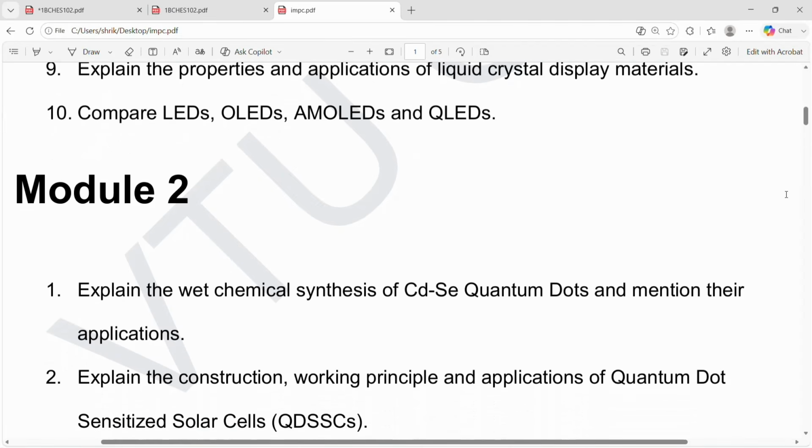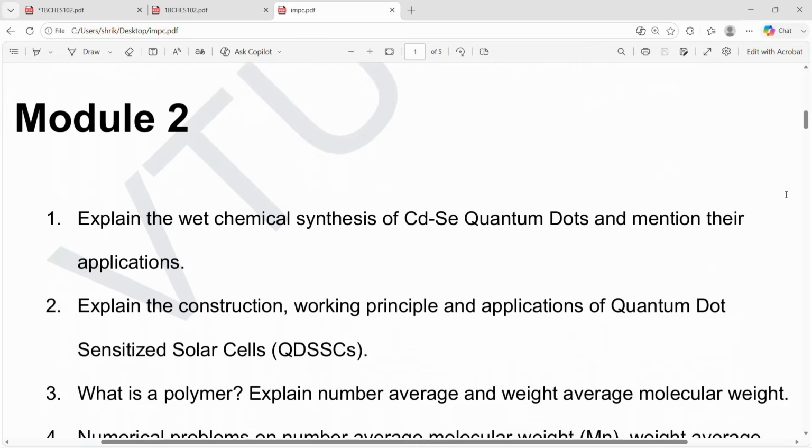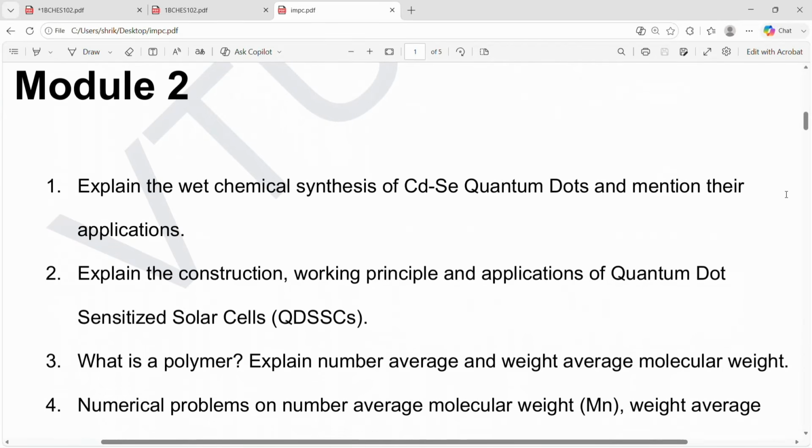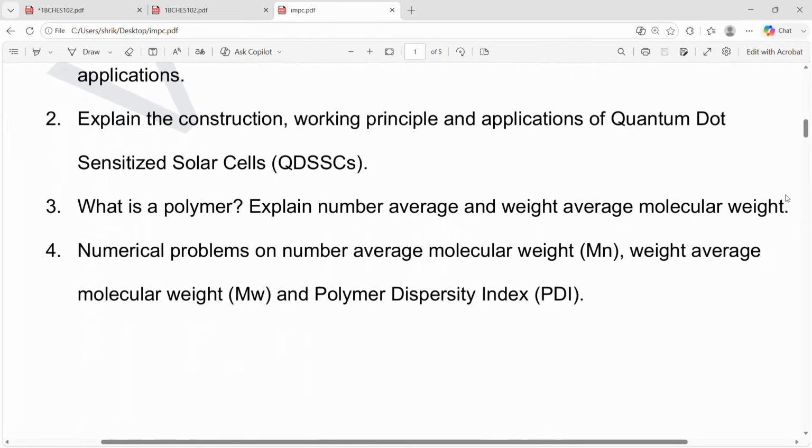Explain the construction, working principle and application of QDSSCs. What is polymer? Explain number average and weight average molecular weight. Numerical problems on number average molecular weight, weight average molecular weight and polymer dispersity index.